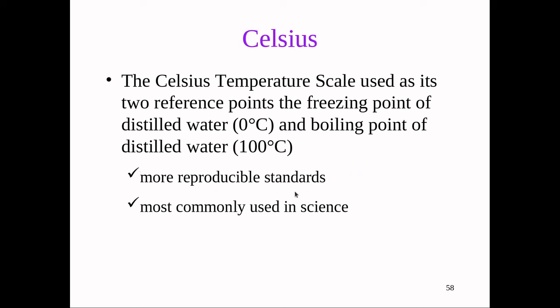It led to more reproducible standards. And this is the one that's most commonly used in science. You're typically going to see scientists use the Celsius scale. And under the Celsius scale, our room temperature is about 25 degrees Celsius.